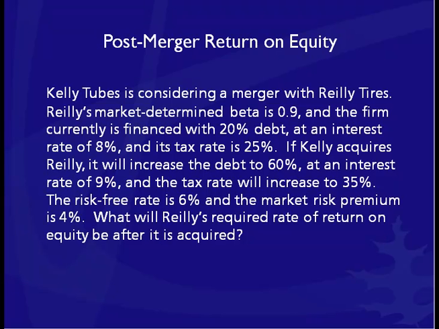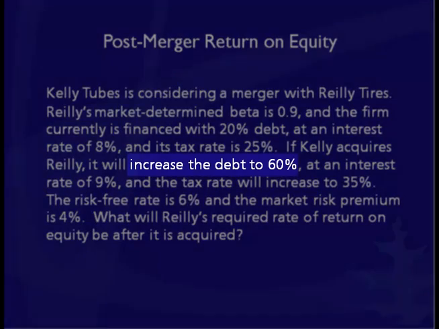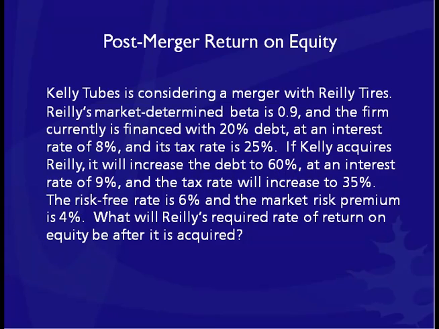Then when we consider what happens after Kelly acquires Riley, we see that they believe the total company debt will rise to 60% at an interest rate of 9%, and the total company tax rate will increase to 35%. All right, now let's take a look at how we solve this problem to determine the required rate of return on equity for the combined entity.